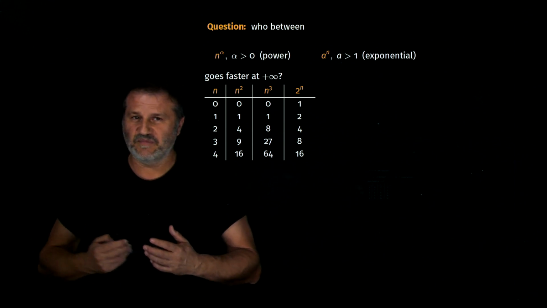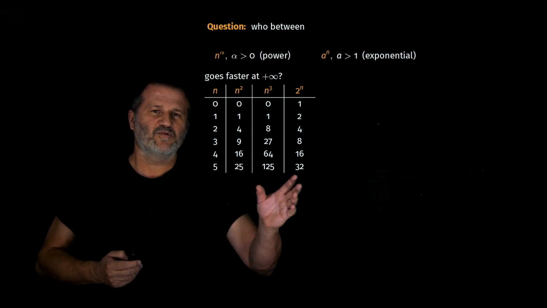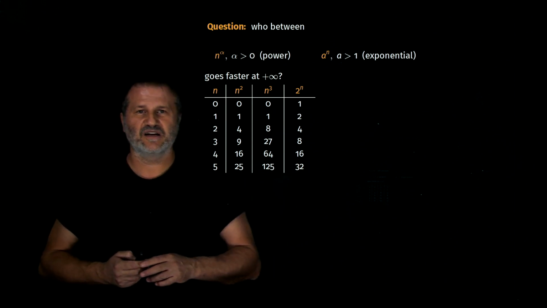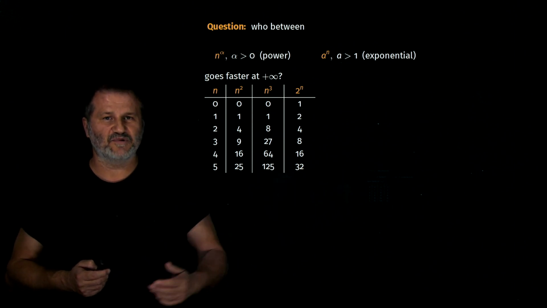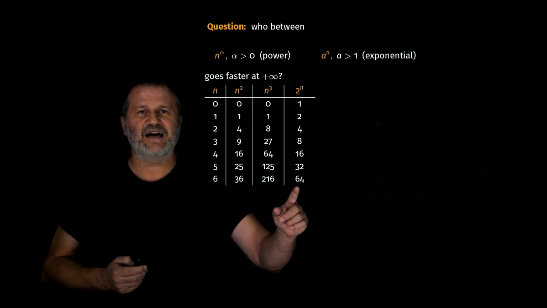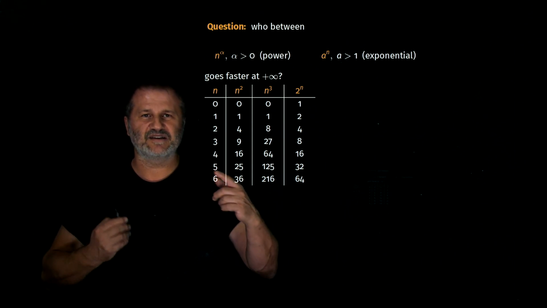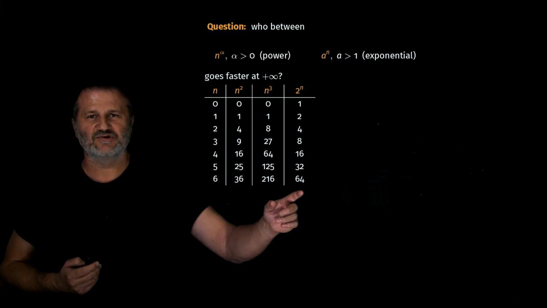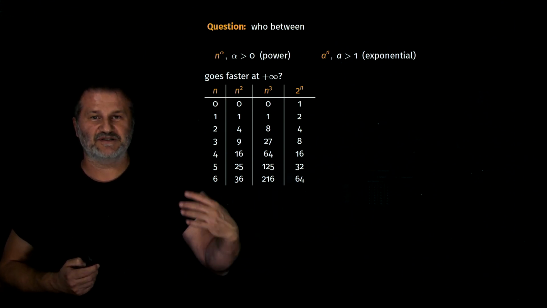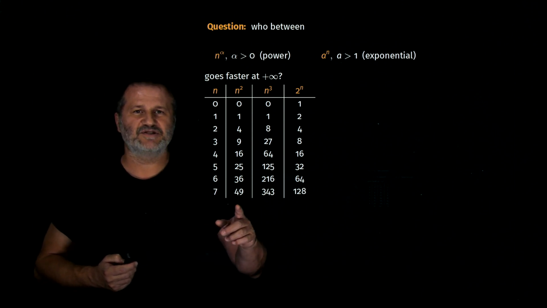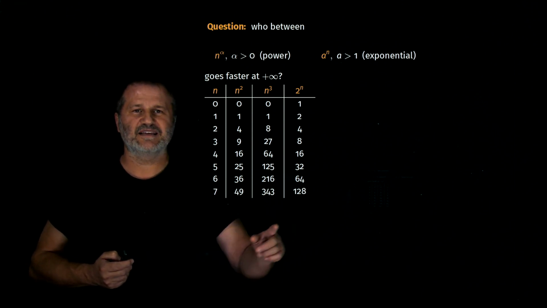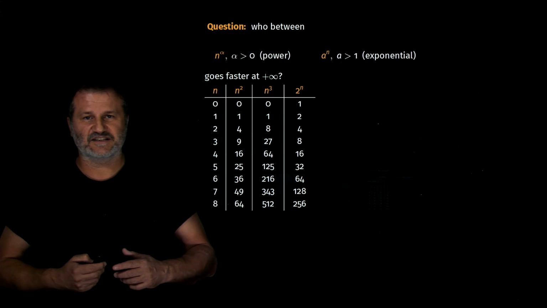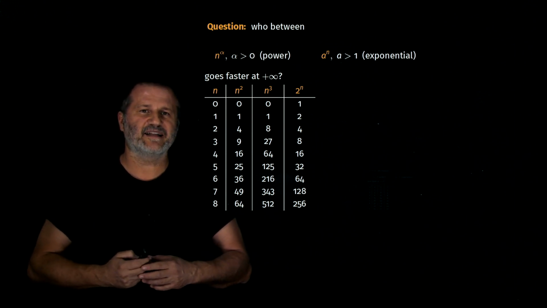Of course, this conclusion would be false, because when n is 5, we start to see that 2 to the n takes an advantage over n squared, and this advantage becomes clearer for n equals 6. You see that the value of 2 to the n is basically 2 times the value of n squared, or if you want, n squared is more or less 1/2 of 2 to the n. This ratio becomes even smaller for the next value of n, because here we have 49 versus 128, and for n equals 8, 64 versus 256. So it's getting smaller and smaller.